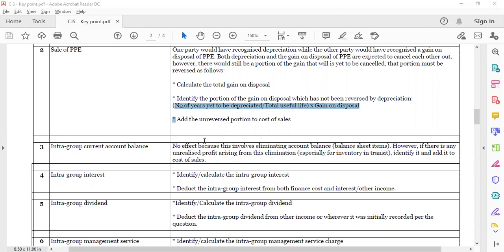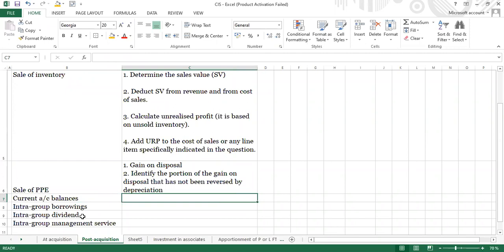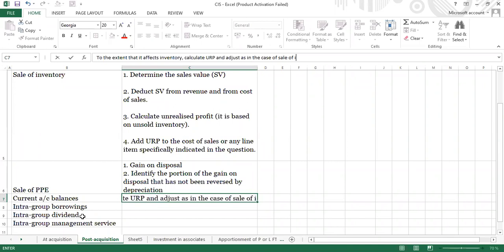To the next intra-group transaction, we have current account balances. Current account balances, most times they involve balance sheet items. However, to the extent that it affects inventory, calculate unrealized profit and adjust it as in the case of sale of inventory.